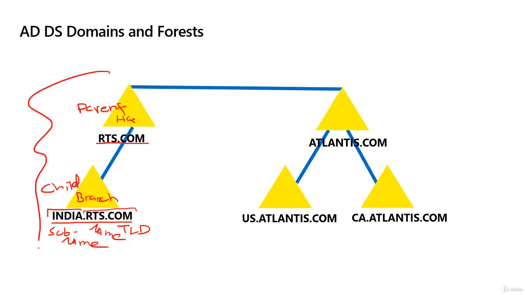This is actually called a tree. So I would call this the rts.com tree, is what we would actually call it. So within the forest, we have a tree. So this tree has two domains.